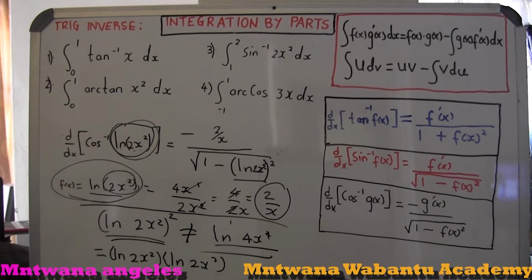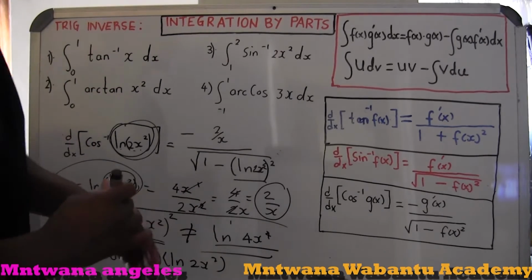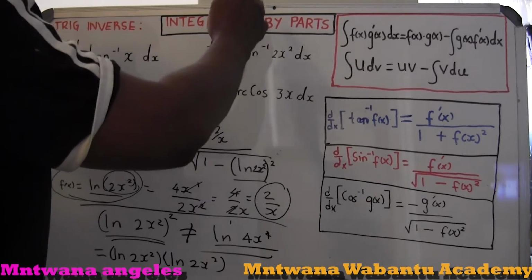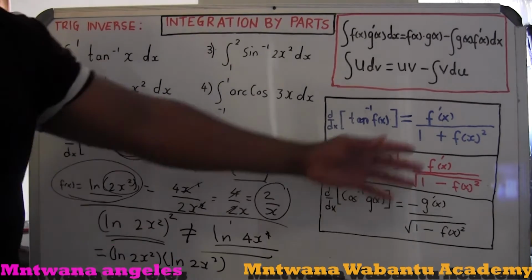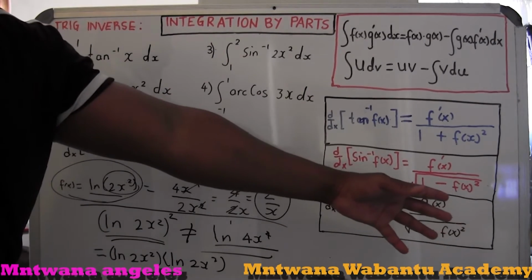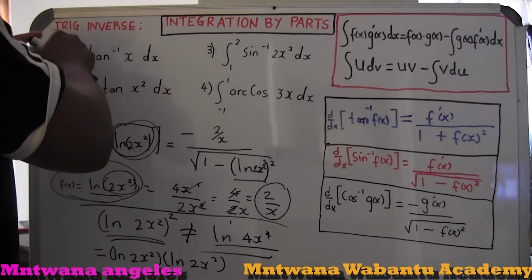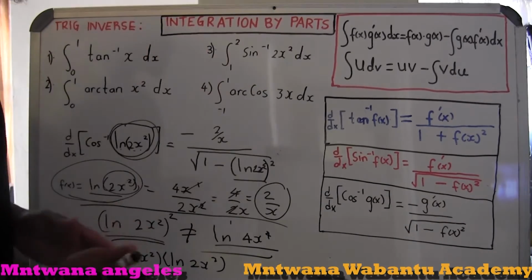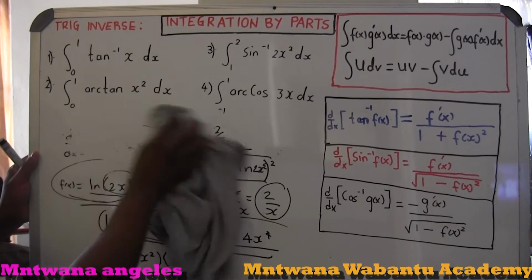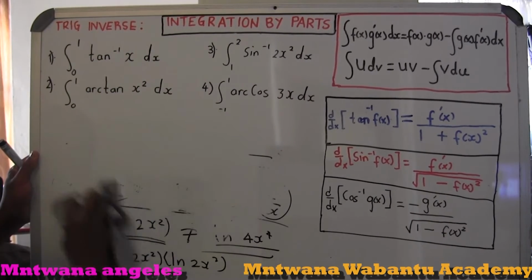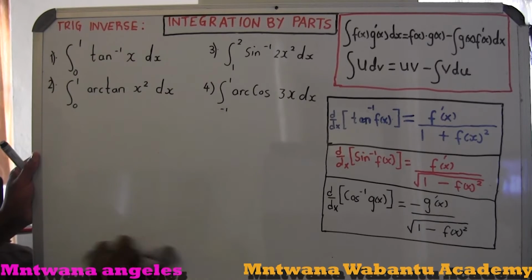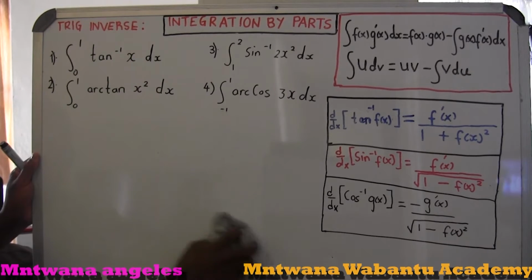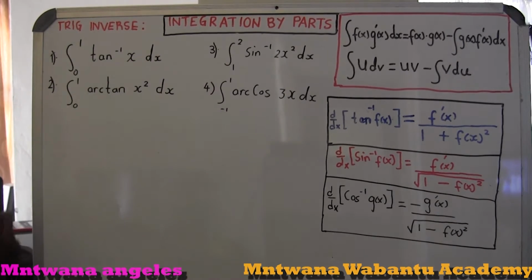This is unacceptable. So now I believe you understand how to differentiate trig inverse. Now let's go to how to integrate by parts, because you cannot integrate this by parts if you don't know how to integrate this trigonometric integral. That's what I say. This is trig inverse but by parts. So if you come from that, now we should be able to integrate this question.